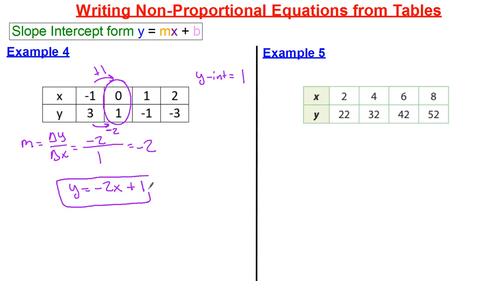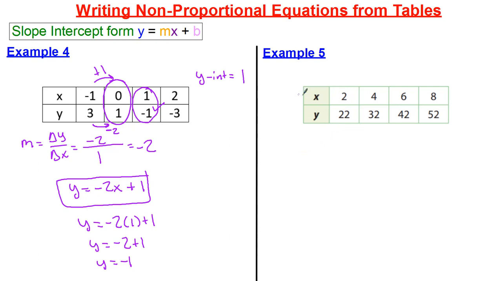Alright. Now let's double check just to see if this is true. Let's use this point right here. So we got y equals negative 2 times 1 plus 1. Y equals negative 2 plus 1. Y equals negative 1. And yes, my y is supposed to be equal to negative 1. So remember, you could always go ahead and check this if you're unsure.